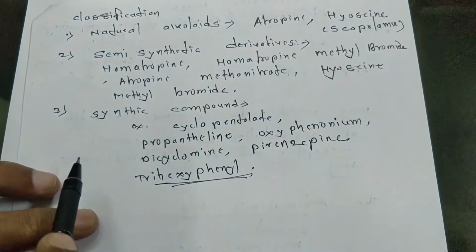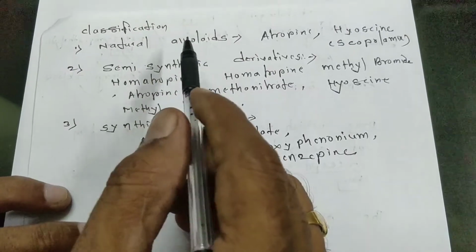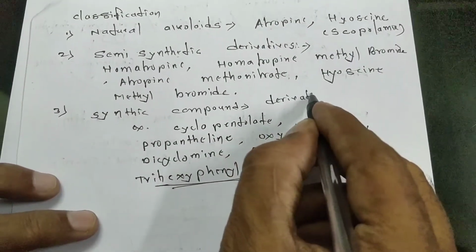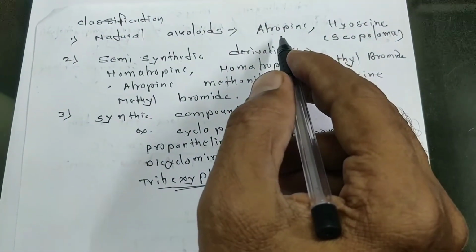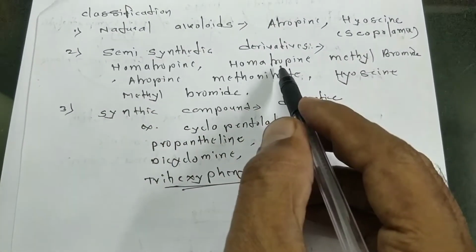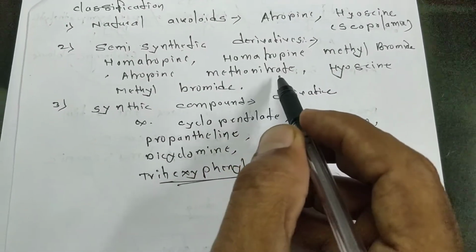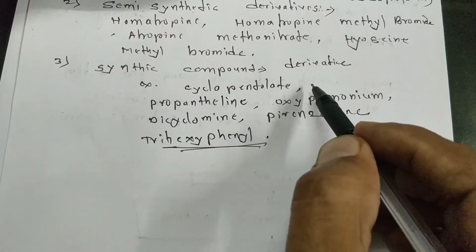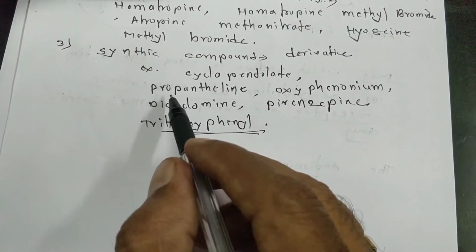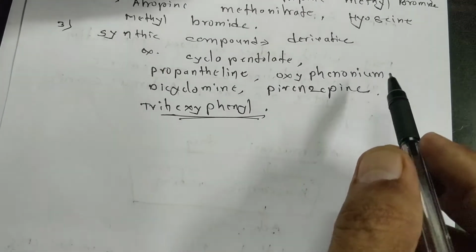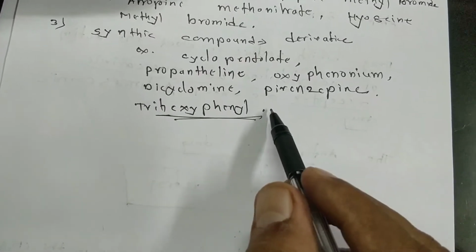Now see the classification briefly again. It is given in three types: natural alkaloid, semi-synthetic derivative, and synthetic compound derivative. The natural alkaloids are atropine and hyoscyamine. Semi-synthetic derivatives: homatropine methyl bromide, atropine methonitrate, hyoscine methyl bromide. Synthetic compounds: cyclopentolate, used in pediatrics; propantheline, oxyphenonium, dicyclomine and pirenzepine act as antispasmodics, and trihexyphenidyl is used in the treatment of Parkinsonism.